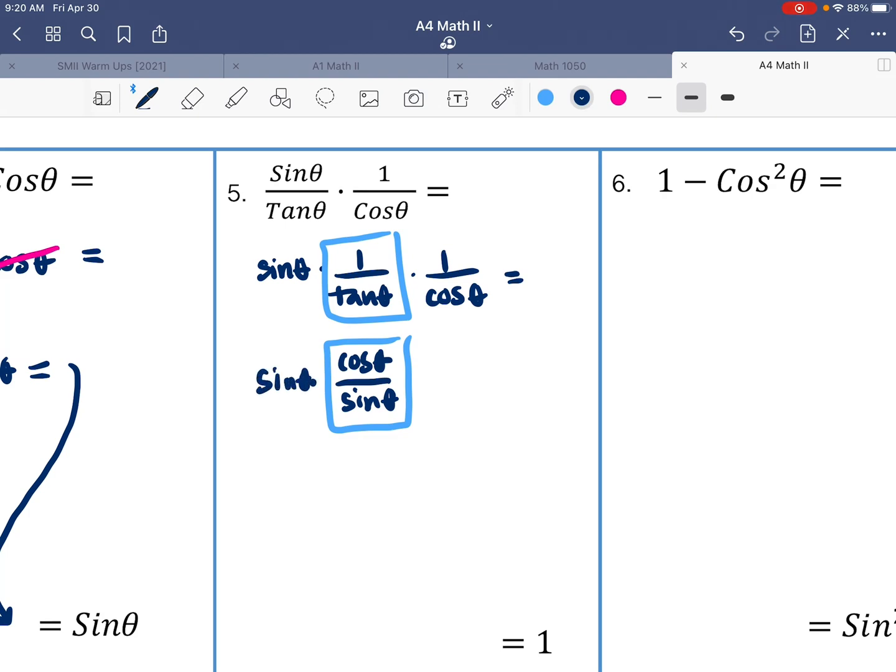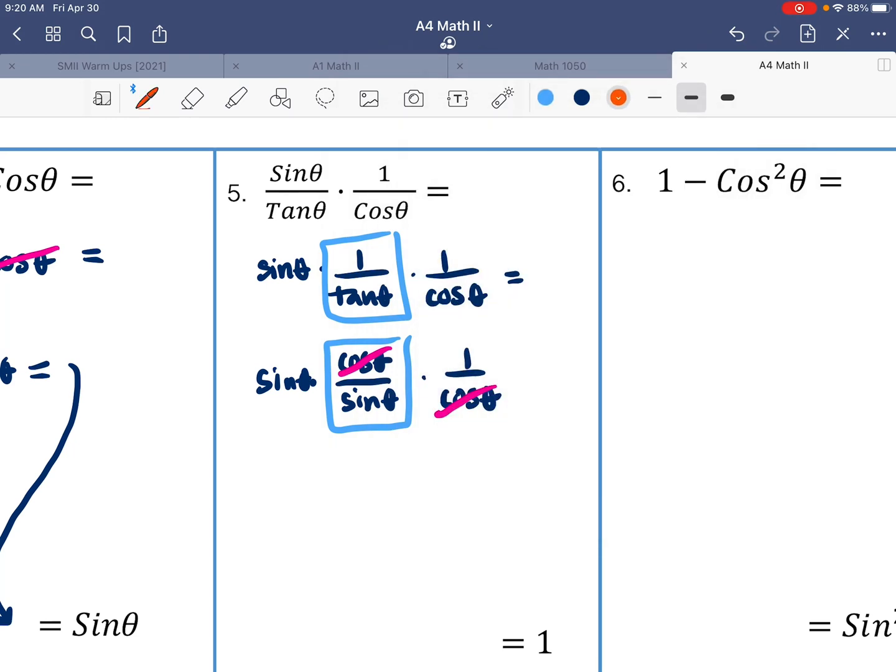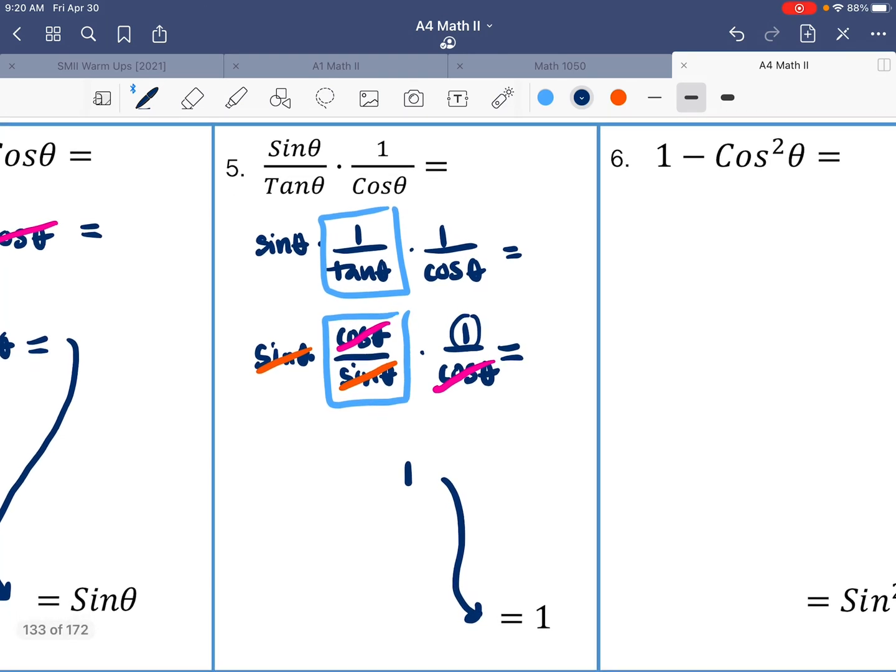And we're multiplying that by sine of theta and 1 over cosine of theta here. So notice that the cosines cancel, and so do the sines. And that means that all we're left with is just 1, which is what we wanted to get to there.